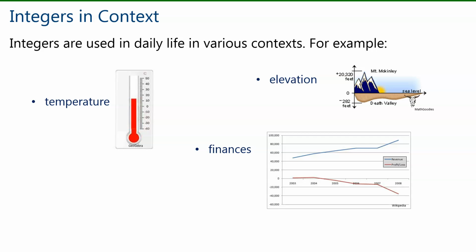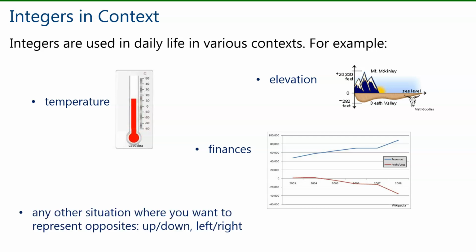If you earn money, spend money, if you owe someone money, there are integers that are used daily in the world of finance. And it could also be any other situation where you want to represent opposites, up and down. If you go up an elevator and then come down an elevator, you can use positive and negative values for this. Two people walking in opposite directions, one going left, one going right, could be represented by positive, negative values. Even rising and falling populations. So integers are often used in daily life in various contexts.